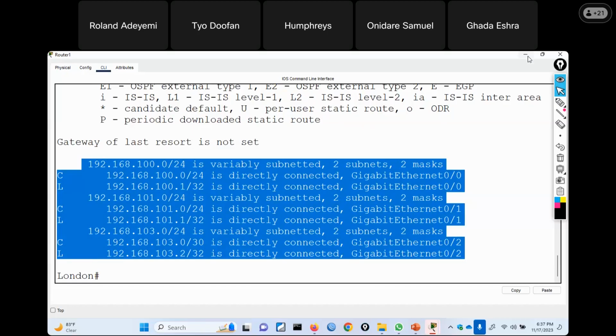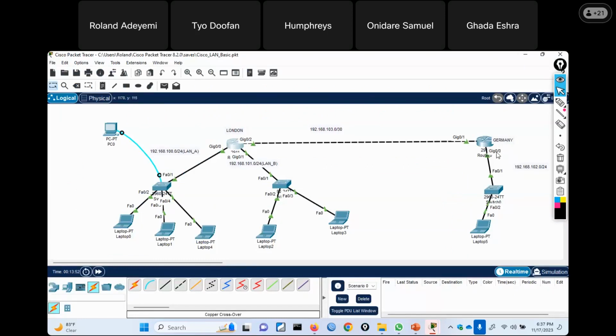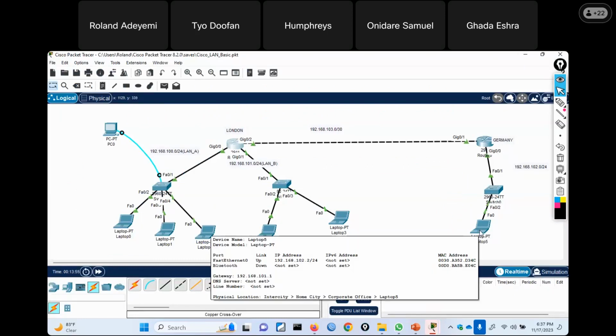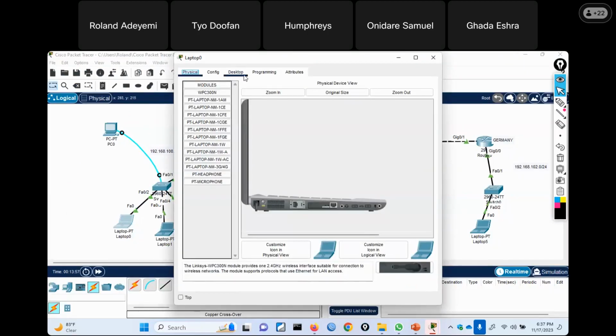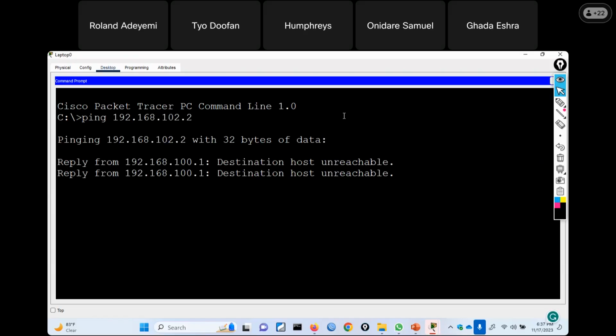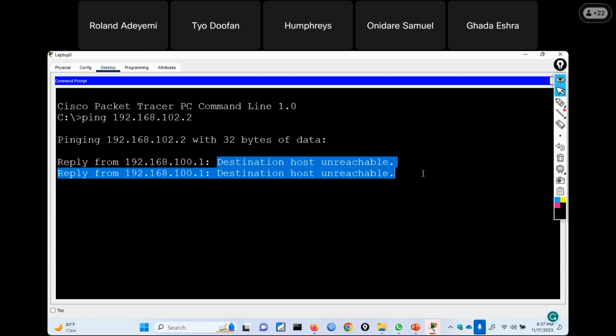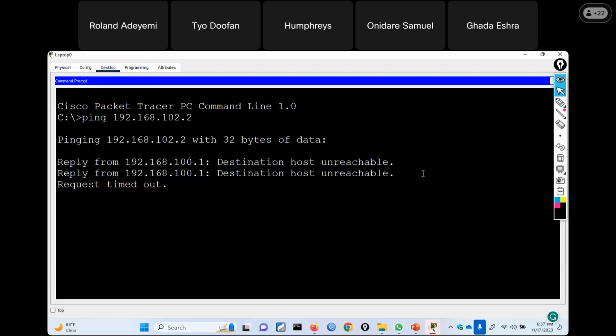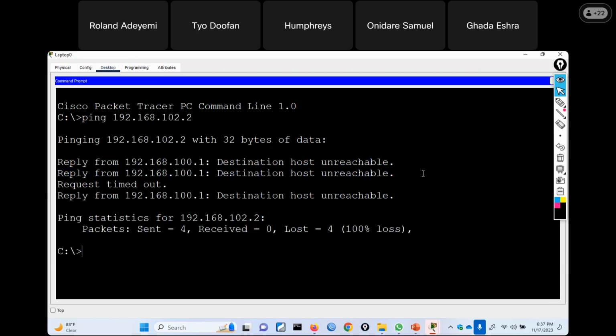Let's try before we fix the problem. The computer in Germany, I gave it .2, 1 and 2. So let's try to ping it. Ping 192.168.102.2. That's a computer in Germany. See what it's telling us here. Destination host unreachable. Well, I don't even have an idea of how to get to that destination. No idea. Why? The router has no idea. And this reply is coming from who? It's coming from the router.